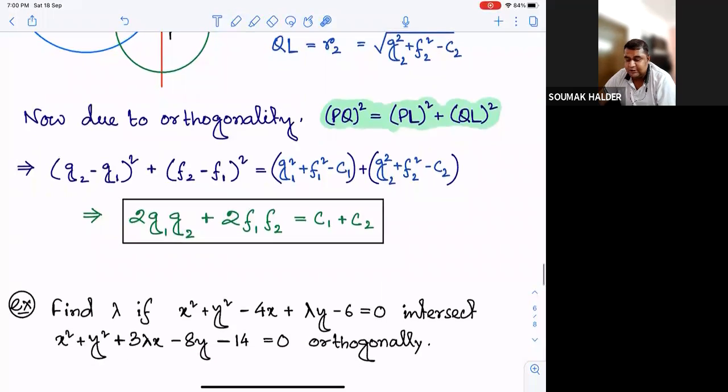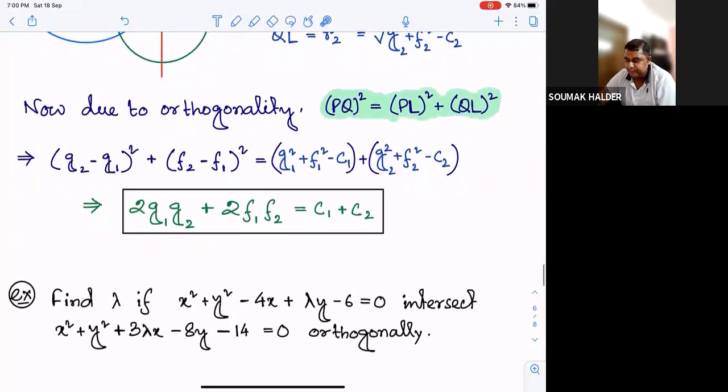So we don't have much to calculate. As per the equation, g1 is minus 2, f1 is lambda by 2, c1 is minus 6, g2 is 3 lambda by 2, f2 is minus 4, and c2 is minus 14.